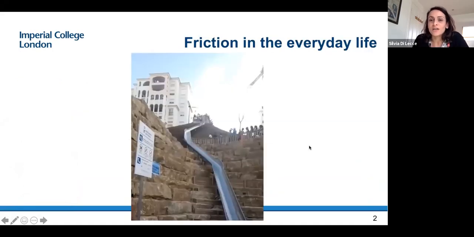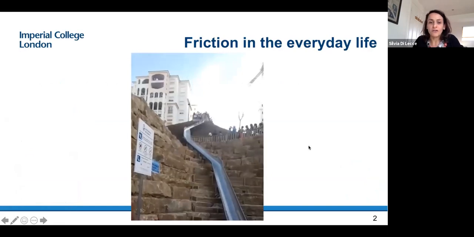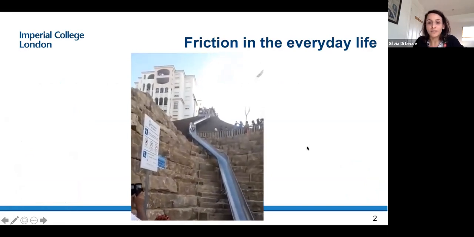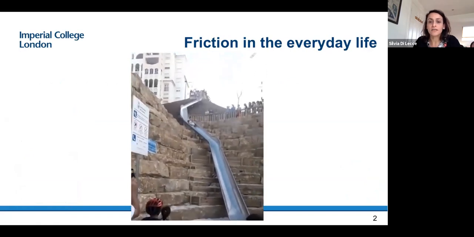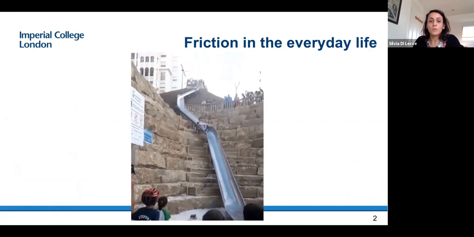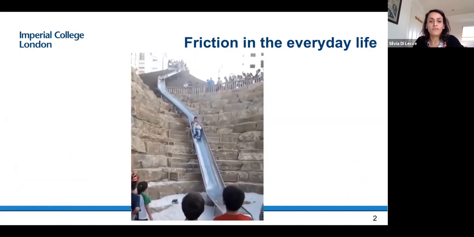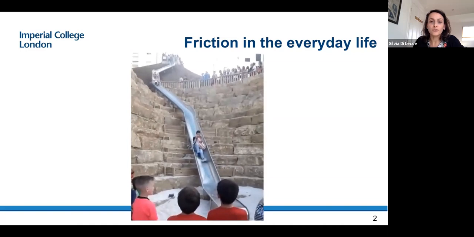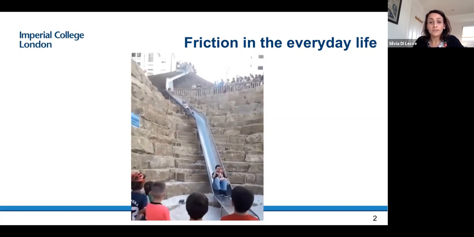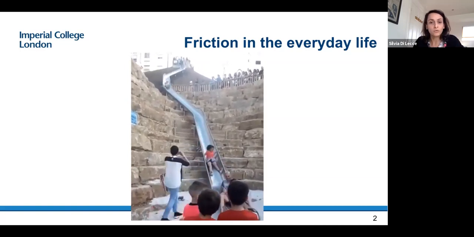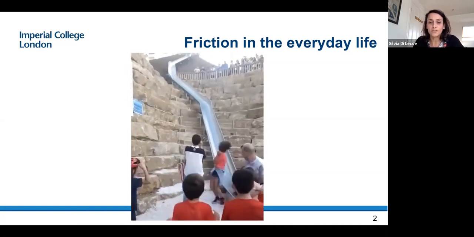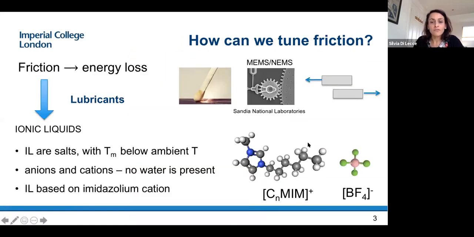So in general, we are all very familiar with friction in our everyday life. We know that if we have an object sliding over a surface, probably we want this object to go faster, so we want to reduce friction. And then there are other cases in which this object is going way too fast, so we want to increase friction. Friction in general results in an energy loss, so in heat waste.